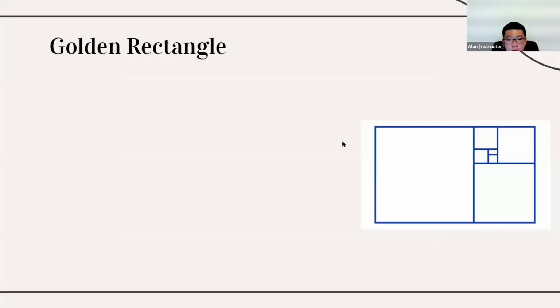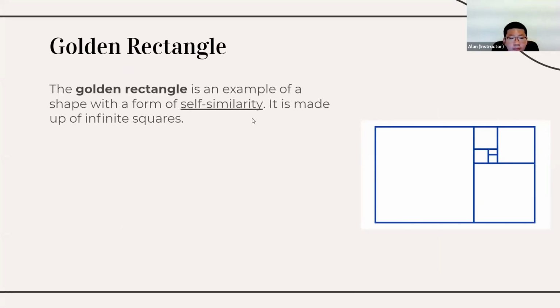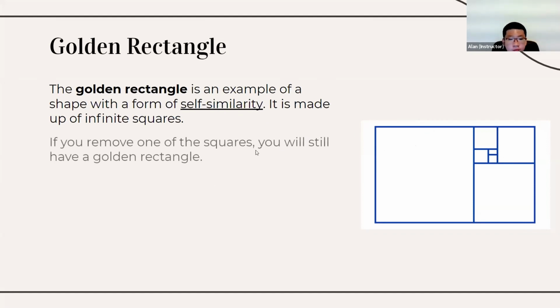Alright, so now we're going to derive the golden ratio. And to do this, we're going to derive it with a golden rectangle. The golden rectangle is a shape that has a property called self-similarity. That's because if you remove a square from the rectangle, such that it's still a rectangle, you'll have another golden rectangle, because it'll just be a smaller version of the whole thing.